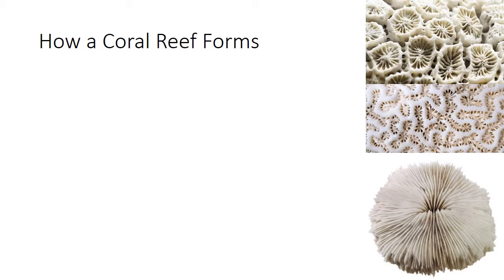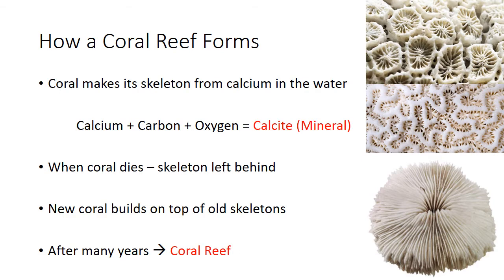How does a coral reef form? Coral reefs are made of, well, rock. What kind of rock? Well, coral makes its skeleton from calcium in the water. It combines calcium with carbon and oxygen to make calcite, which is a mineral.